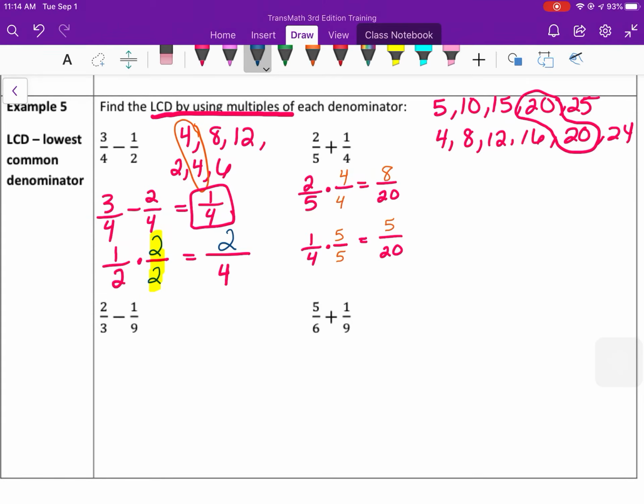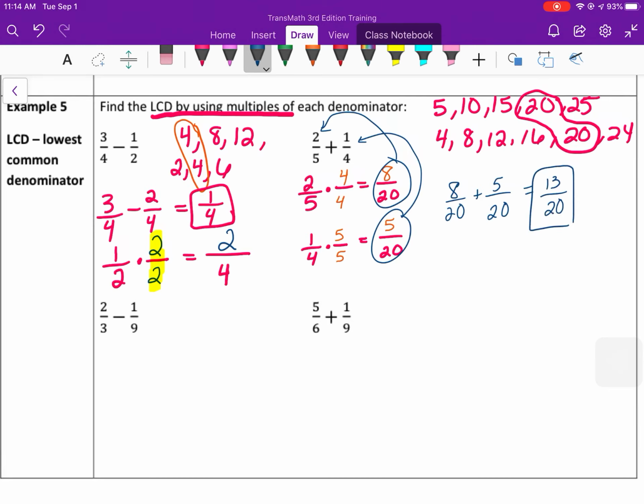Now I can replace this fraction for 2/5, and this fraction I'll replace with the 1/4. So now I have 8 over 20 plus 5 over 20, which is 13 over 20. And that would be my final answer for that.